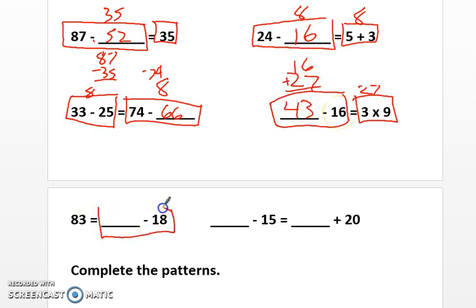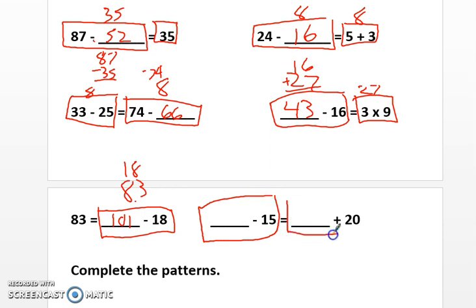Down here, I need to get this box to be 83. Do I want this to be bigger or smaller than 83? I want it to be bigger because otherwise I can't end up with 83 after I subtract. So 83 plus 18 gets me 101.